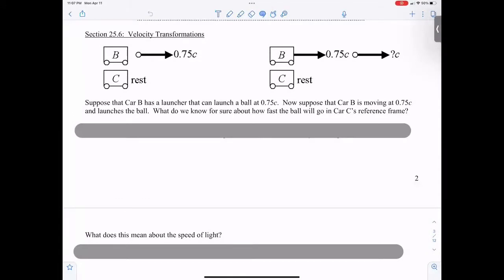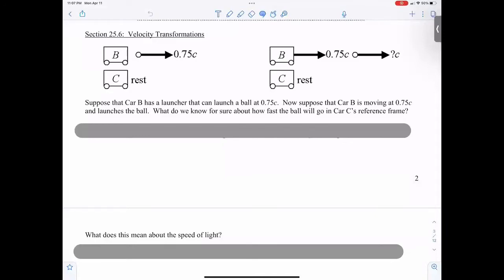Section 25.6, velocity transformations. Suppose car B has a launcher that can launch a ball at 0.75 c, that means 0.75 times the speed of light. Now suppose car B is moving at 0.75 c and launches the ball. What do we know for sure about how fast the ball is going relative to car C's reference frame?